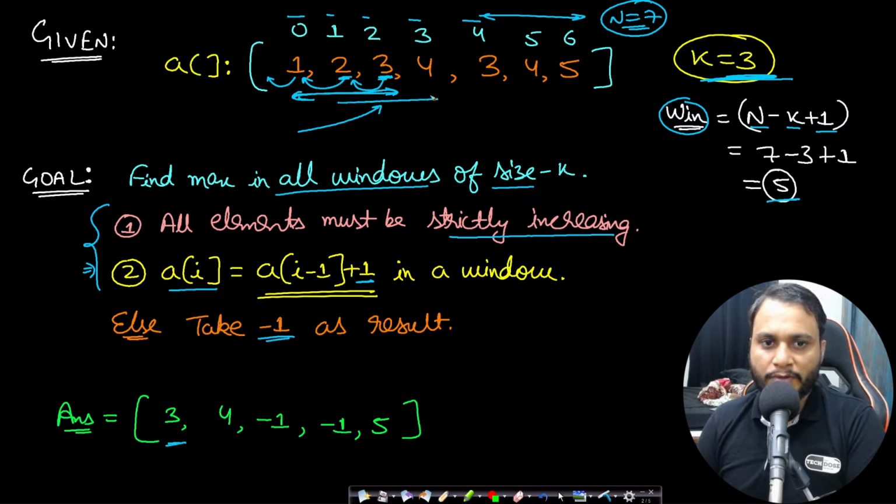If you go to the second window, we will be removing this 1 and adding this 4. Is it strictly increasing? Yes. And are these elements differing by a +1 value? Yes. So what is the maximum item? 4. So we will be recording it.